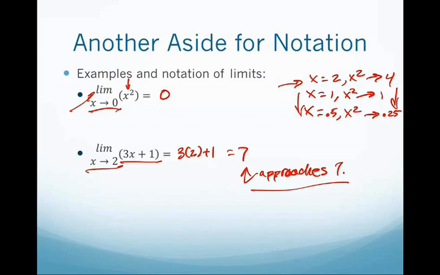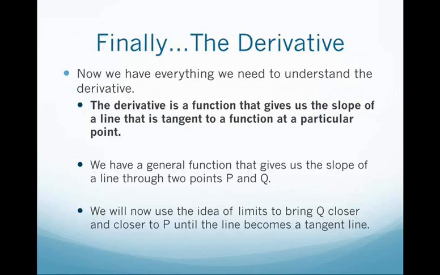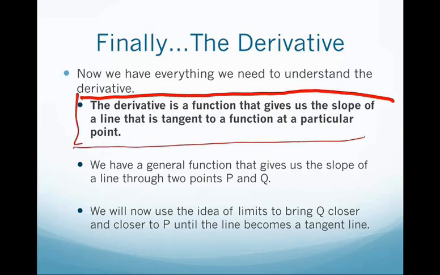All right, now we've got all the pieces. We've talked about this idea of limits, right? And we have everything we need to understand the idea of the derivative, okay? So the derivative is basically a function that gives us the slope of a line that is tangent to a different function at some particular point, okay?